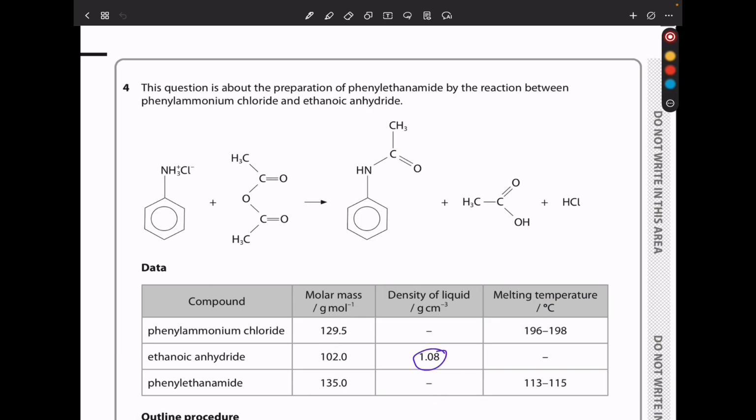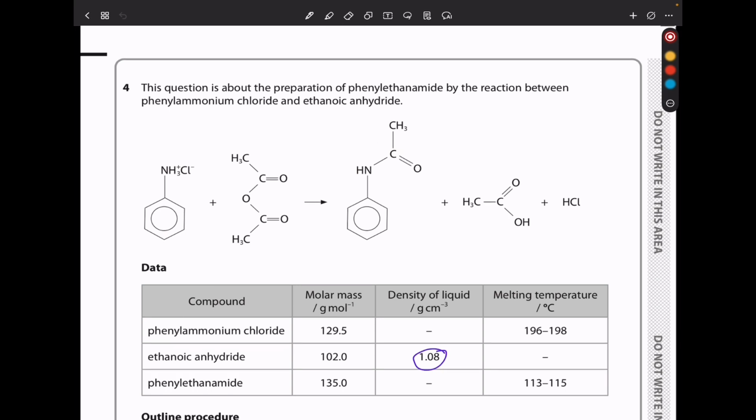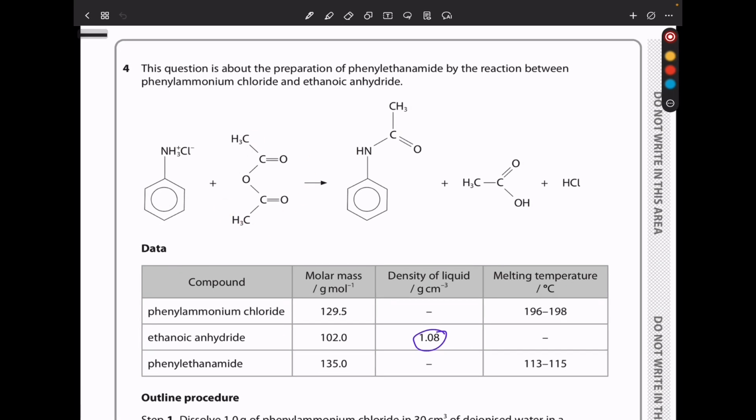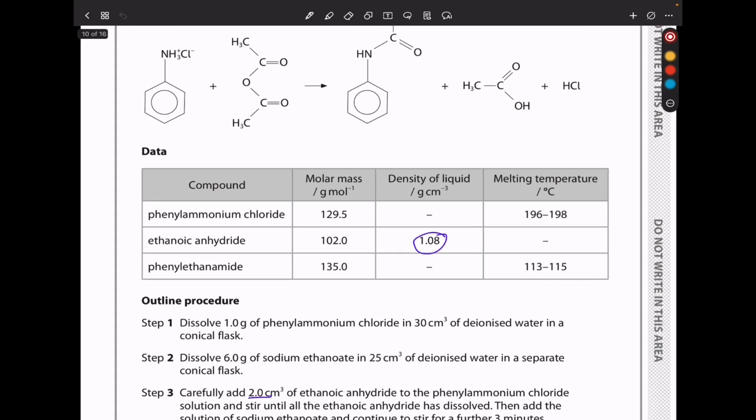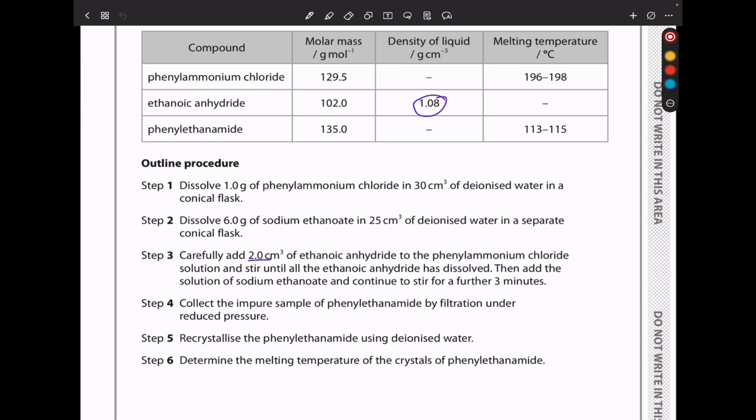Question 4. This question is about the preparation of phenyl ethanamide by the reaction between phenyl ammonium chloride and ethanoic anhydride. So this is ethanoic anhydride, this is phenyl ammonium chloride, and then we produce phenyl ethanamide and the other compounds. This is a carboxylic acid and then HCl. They've given us the data in the table about the molar masses, the density, as well as the melting temperature. So there is an outline procedure.